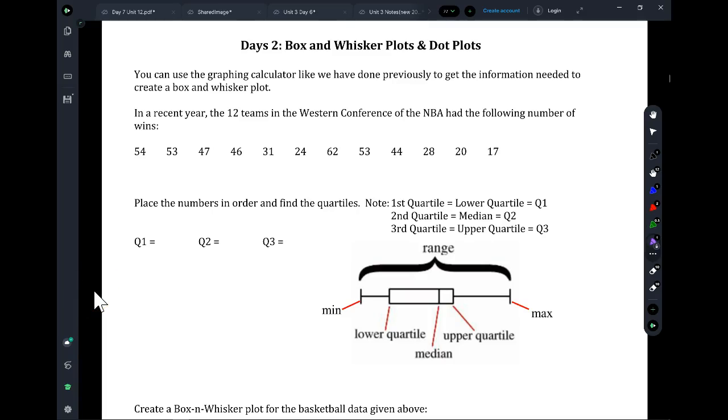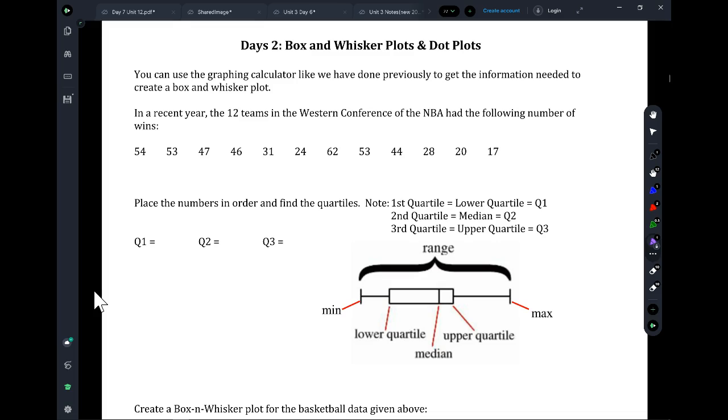Hi, welcome back to Unit 11, and today is day 2 on box and whisker plots and dot plots. You will want your graphing calculator today because what we're going to start with is creating something called a box and whisker plot. You may remember doing this in middle school. I believe it's part of the 7th and 8th grade curriculums. But anyways, we are going to use our graphing calculator to sort of organize our data.